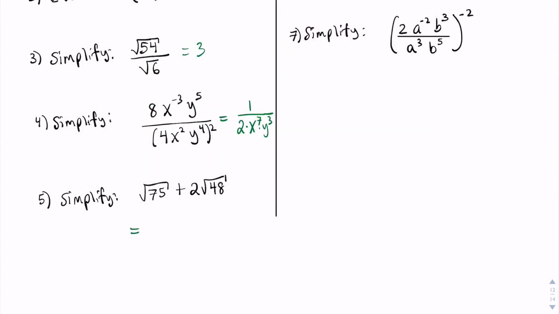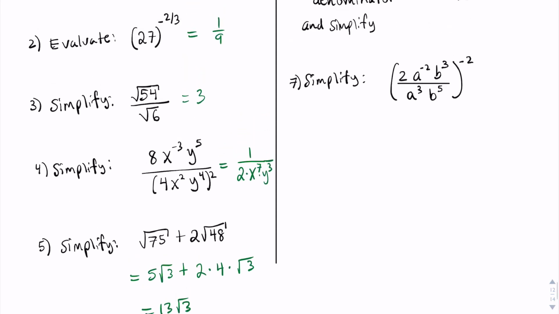So the square root of 75. 75 is 25 times 3. The square root of 25 is 5, so it's 5 radical 3, plus 2 times the square root of 48. 48 is 16 times 3. 16 is the largest perfect square that goes into it. So you're going to have the square root of 16 as 4, and then the square root of 3 next to it. So you end up having 5 radical 3 plus 8 radical 3, and that will give you 13 radical 3, right?